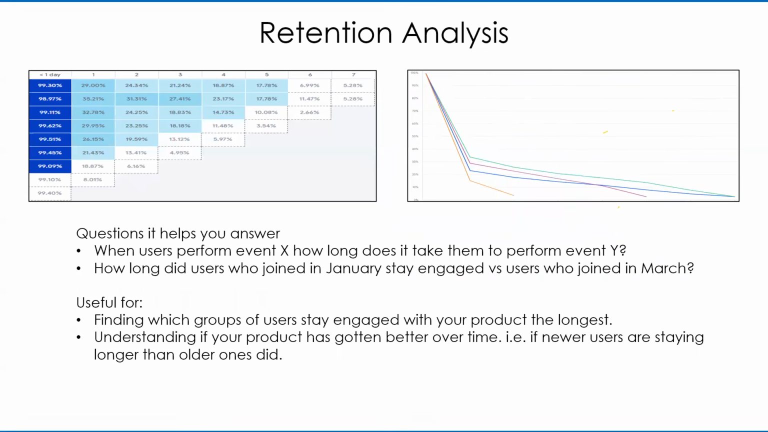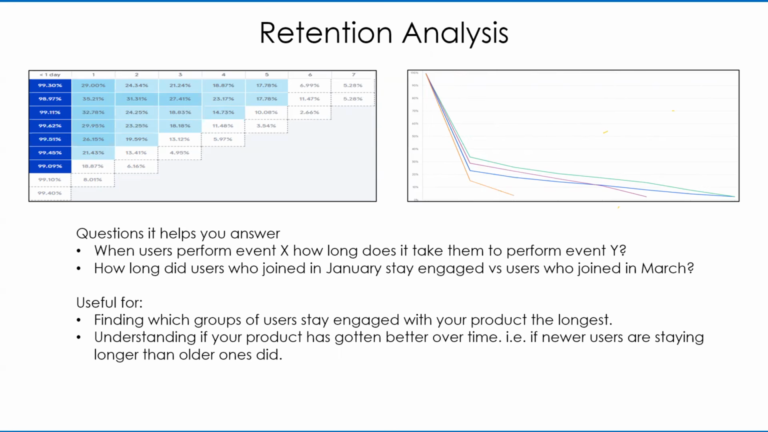Another form of analysis that product analytics tools help you do is retention analysis. So this helps you answer questions like, if a user performs one event, how long does it take for them to come back and perform the second event? Or how long did users who joined in January stay versus users who joined in March? And this is really useful specifically for finding which groups of users stay with your product longer, which is basically the goal of any company, is to keep users happy and engaged for as long as possible.